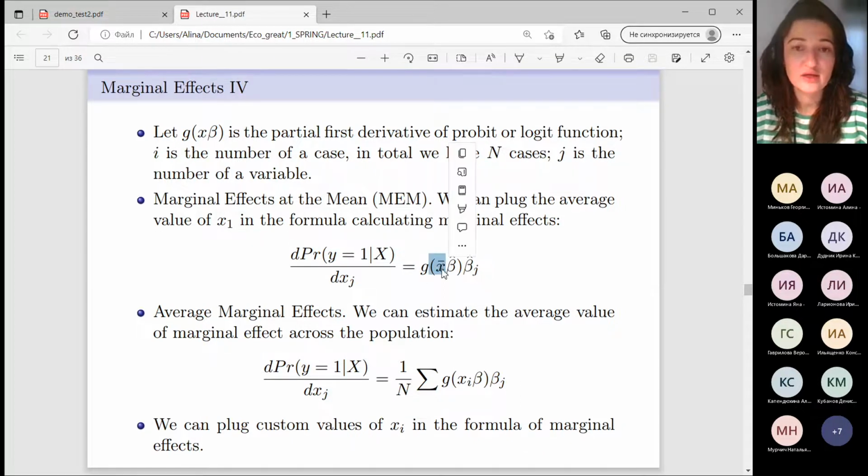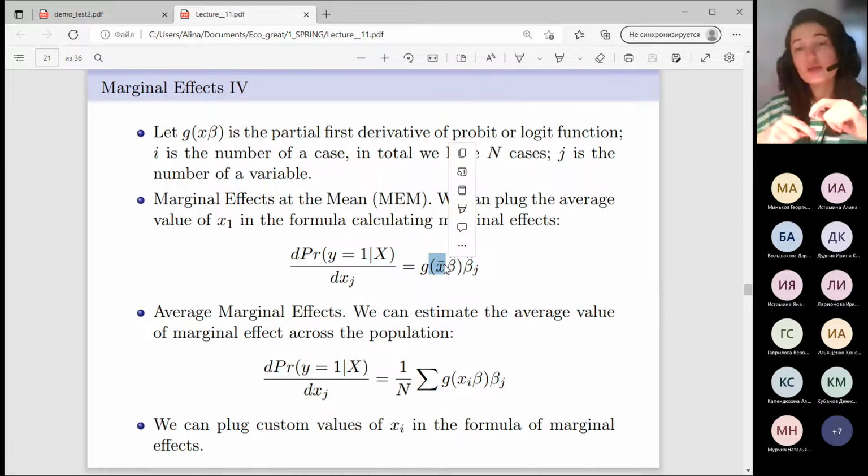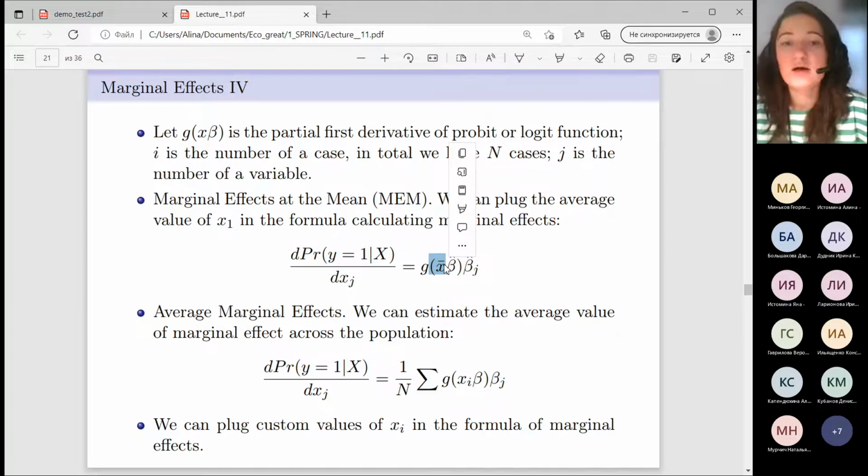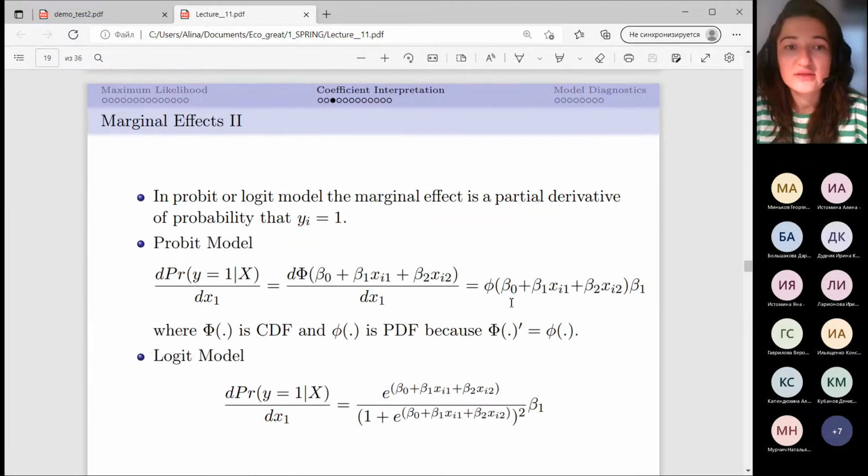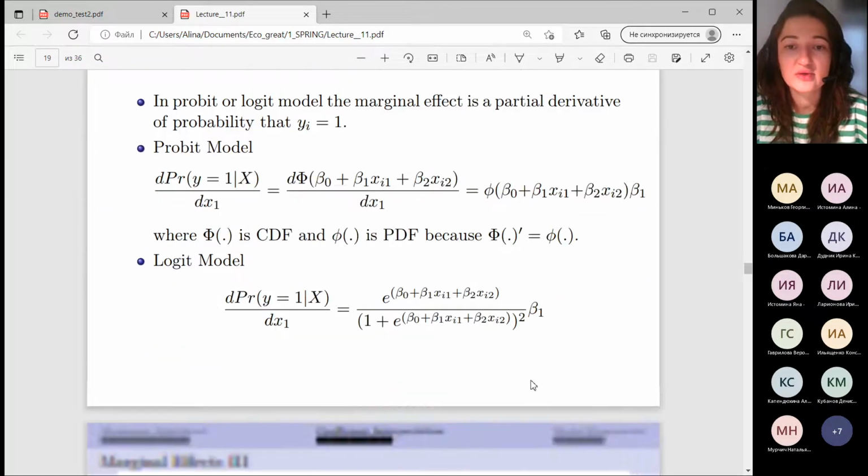Here you can see that we don't need to plug in a million outcomes of the X variable. I mean, in the case of income, for example, you just need to find the mean value of the income variable in your sample and plug it into this expression, or this expression. Okay.